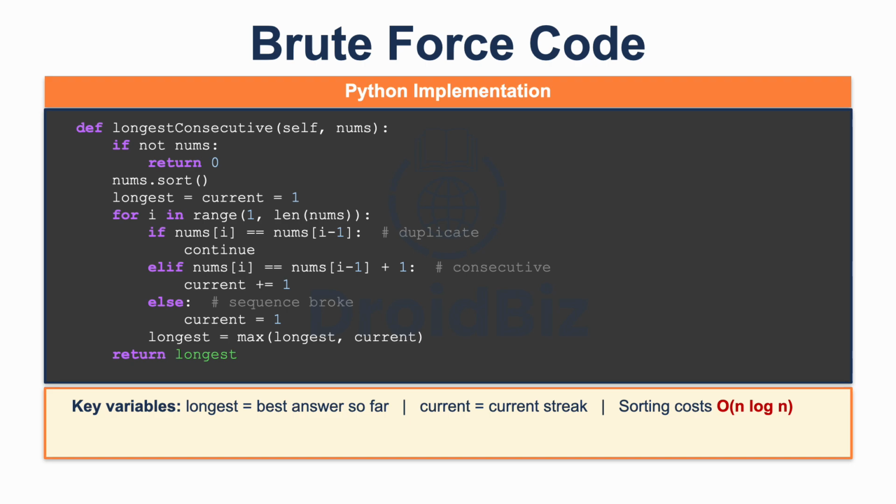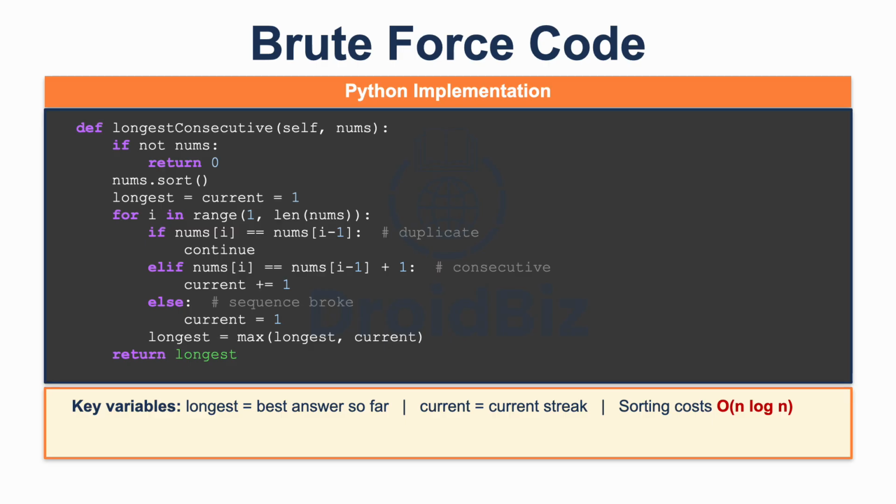Next, we set both longest and current to 1. These are our 2 trackers. Longest holds the best answer so far. Current holds the length of the streak we are currently counting. Now we loop from index 1 to the end of the array. If the current number equals the previous number, that is a duplicate.